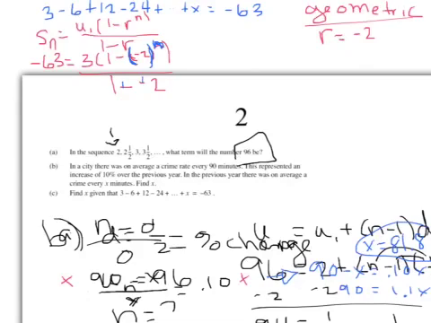Okay? So we're just going to go ahead and simplify this. We've got -63 equals 3 times 1 minus -2 to the n all over 3. So the nice thing is this 3 and this 3 are going to cancel out. So we get a much simpler equation.